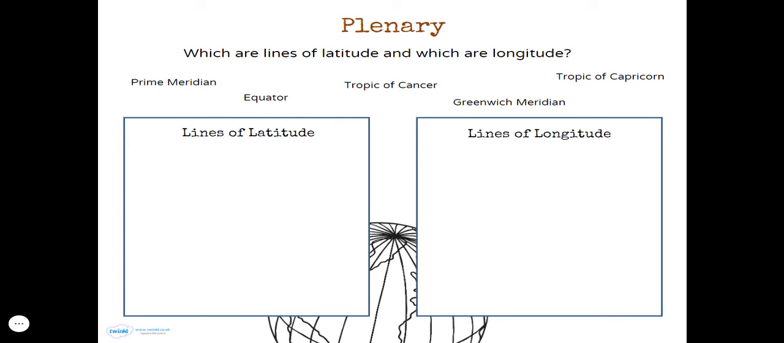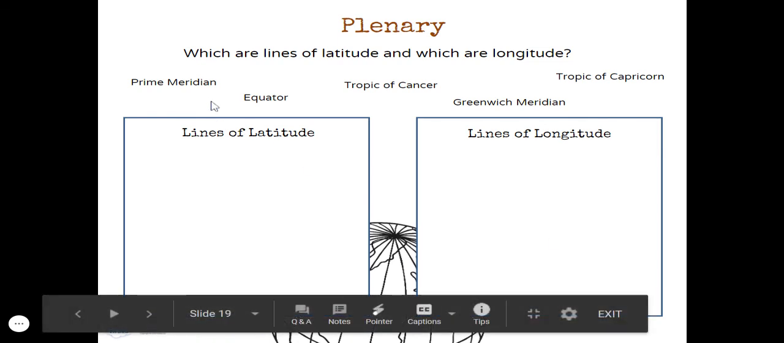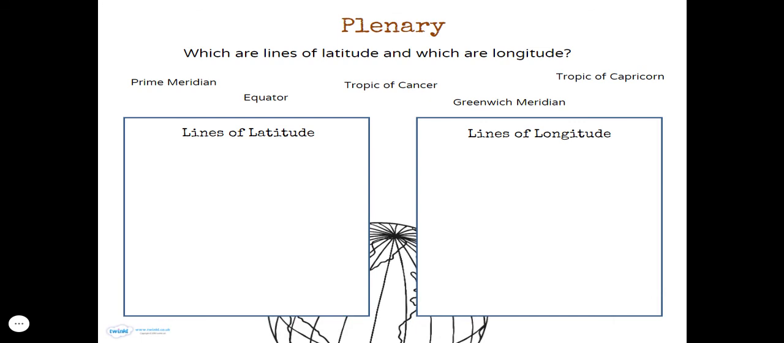Okay, if you have time, because you might be near the end of the lesson, if you can do a little table in your book with lines of latitude and lines of longitude, can you put these words here, prime meridian, equator, Tropic of Cancer, Capricorn, and Greenwich Meridian, which box or which side of your table do you think they go? Okay, so this is just a bit of an extra one if you've got time. Pause the video while you do that.